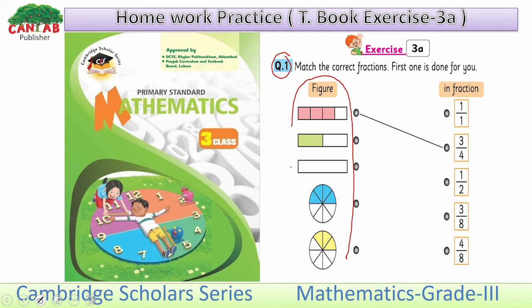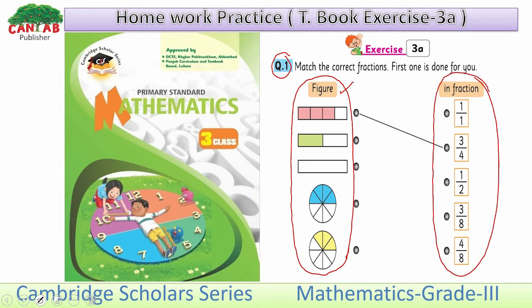In first column, figures are given. In second column, fractions are given. So what you have to do? Match the correct fraction. First one is done for you. How many shaded part in first figure? 3. How many total parts? 4. So this will be equal to 3 by 4.